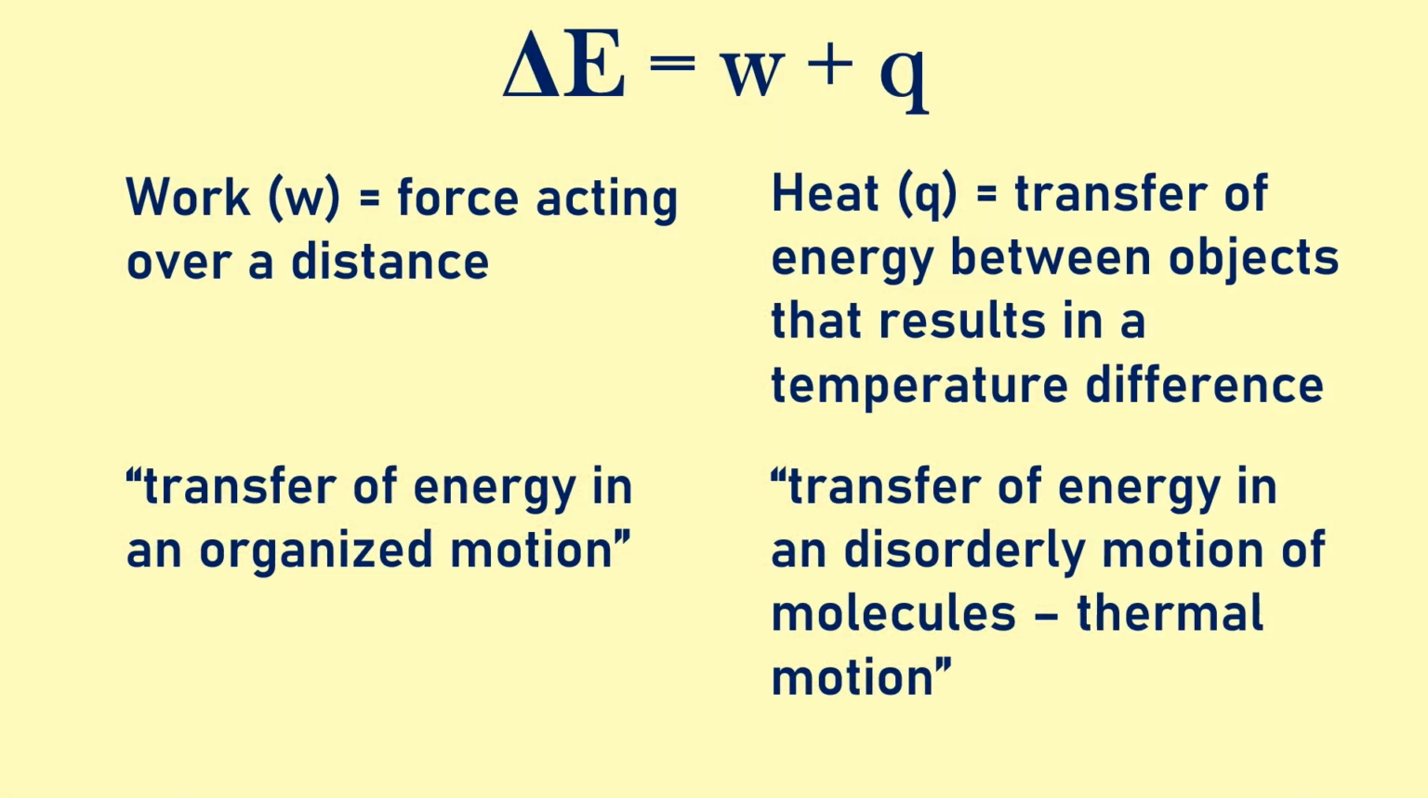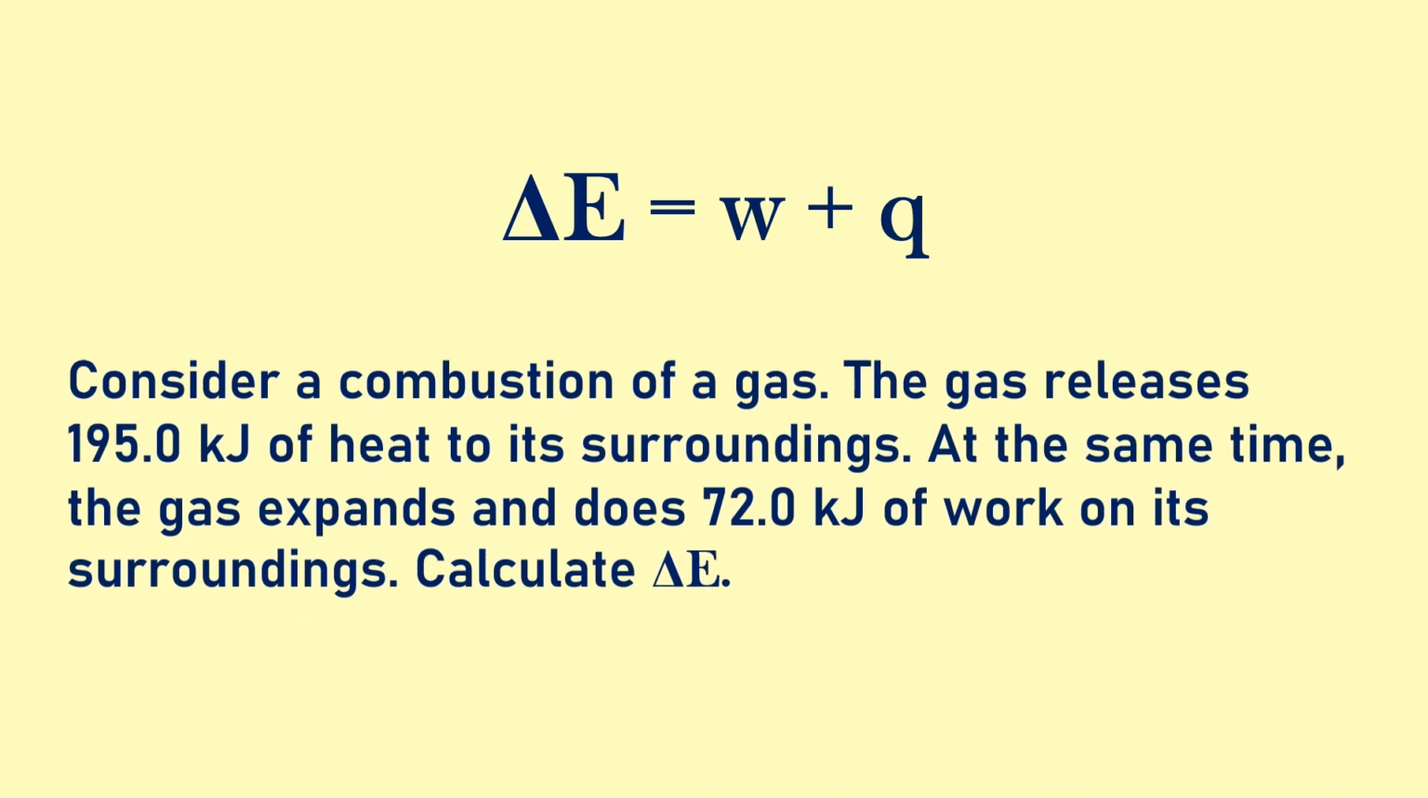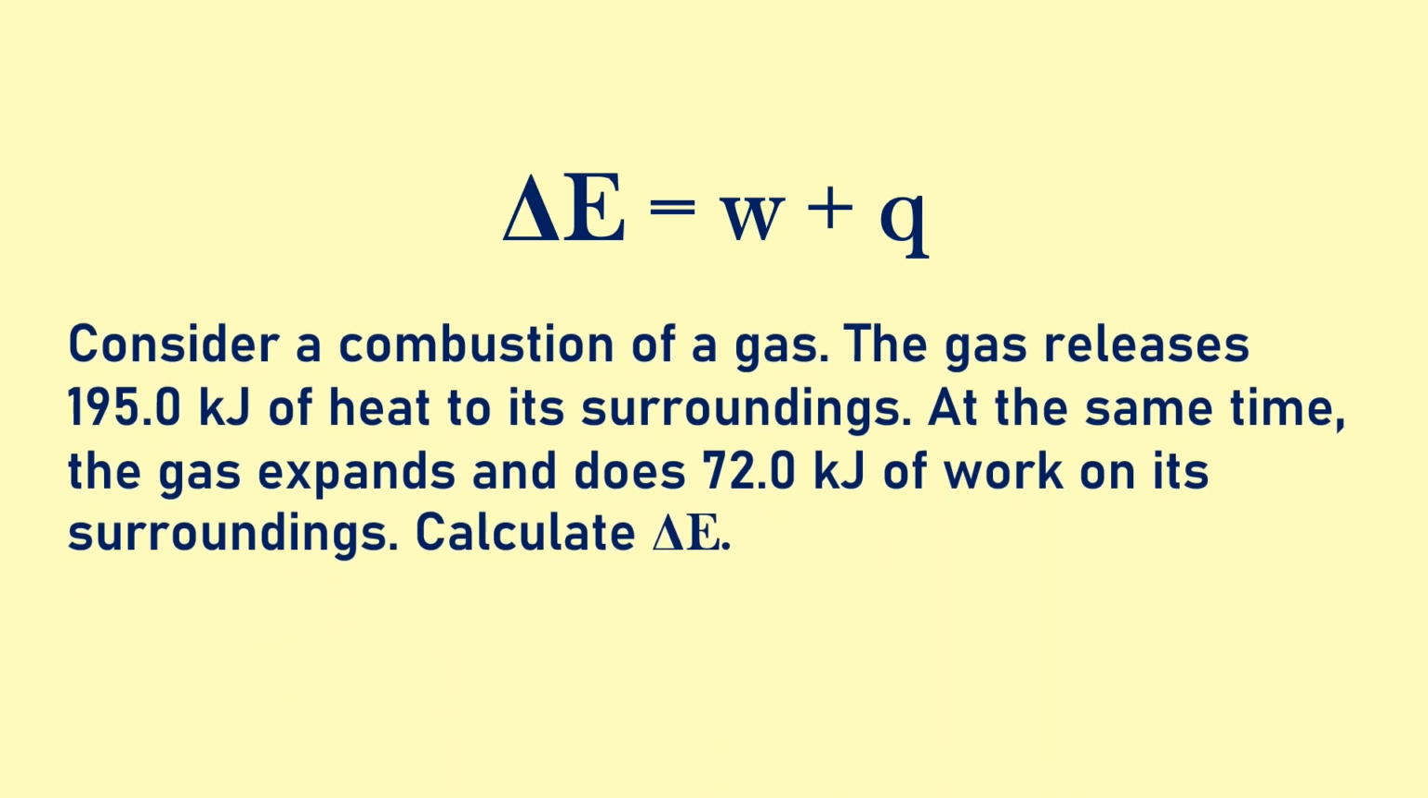Now, let's practice using this equation. Consider a combustion of a gas. The gas releases 195.0 kilojoules of heat to its surroundings. At the same time, the gas expands and does 72.0 kilojoules of work on its surroundings. Calculate delta E.